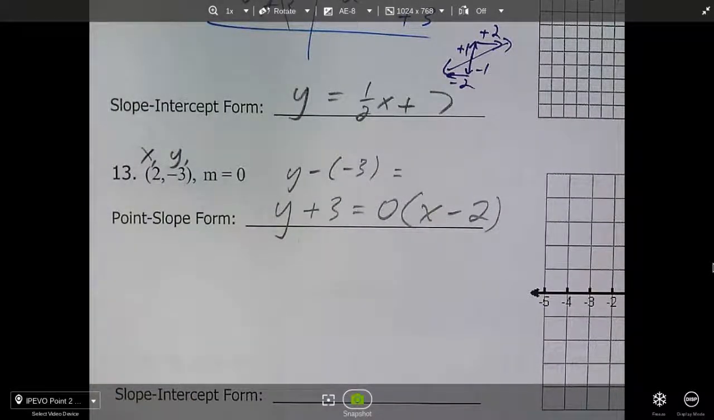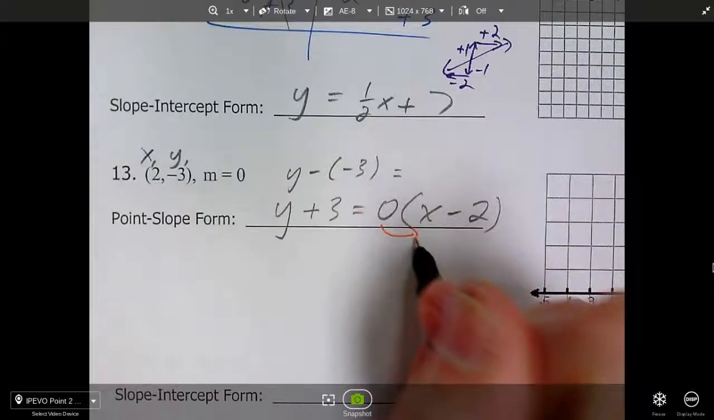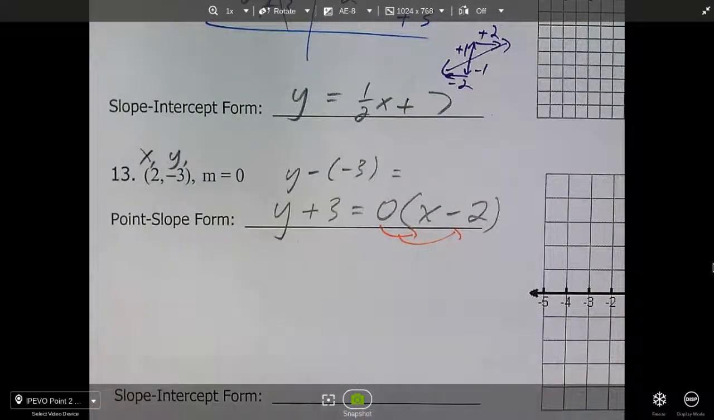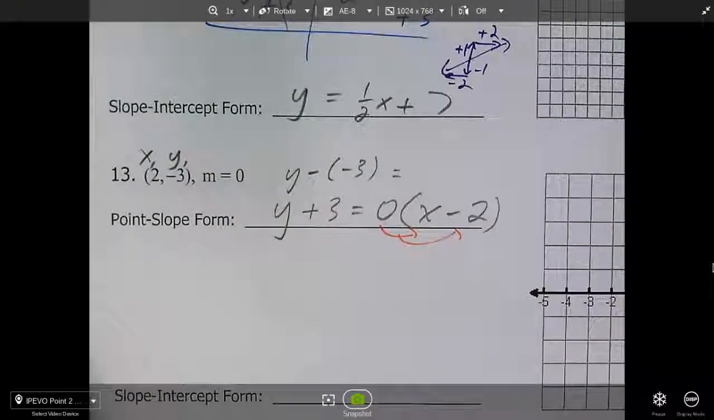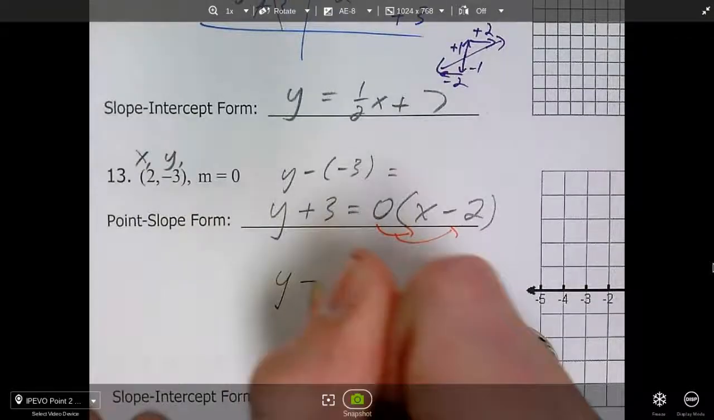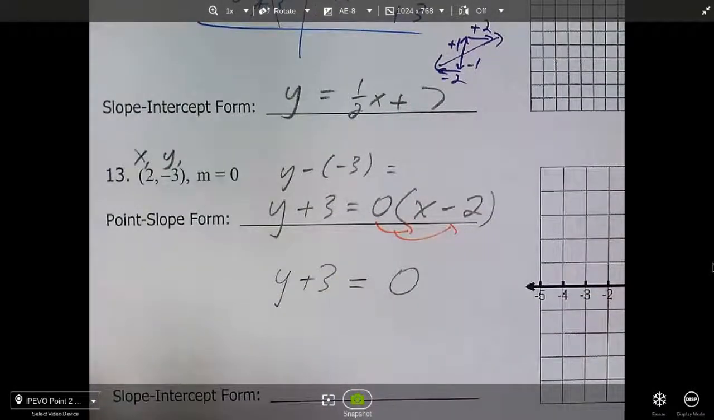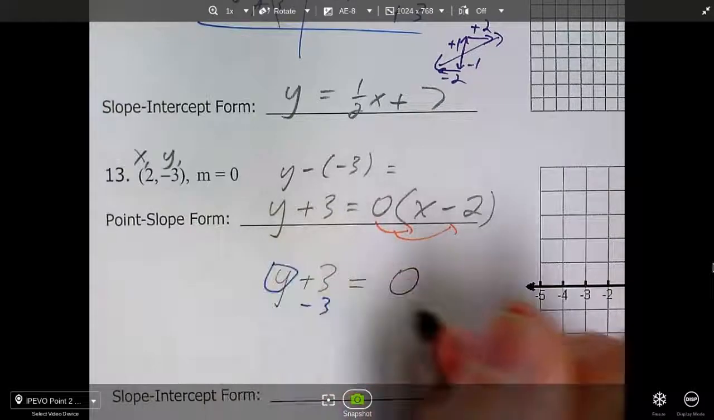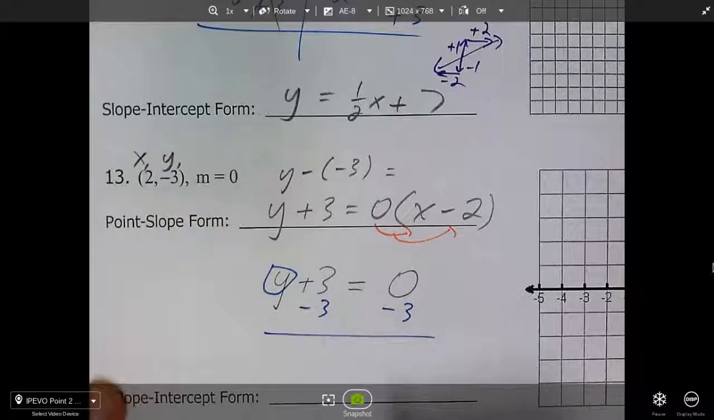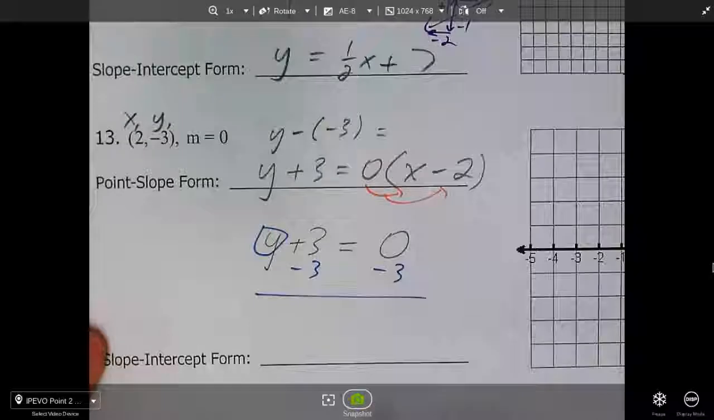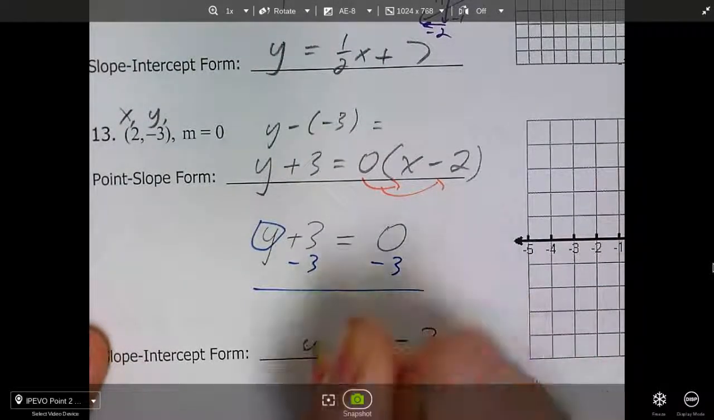Now if I take this right here and distribute, 0 times x is actually 0, and 0 times -2, 0 times anything is 0. So all this really turns into just 0. So y plus 3, bring that down still, equals 0. It's y by itself. I said it almost never is. Subtract 3 from both sides. Can I put a 0 and a -3 together? Does either one of them have a variable? No. So 0 minus 3 is -3. So I get y equals -3.